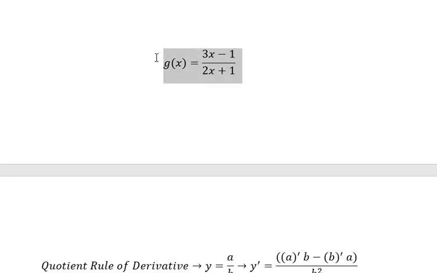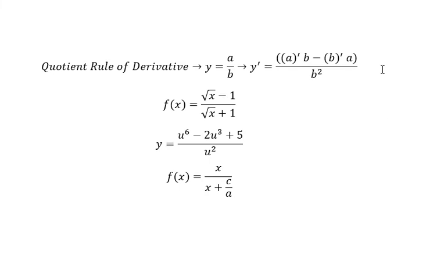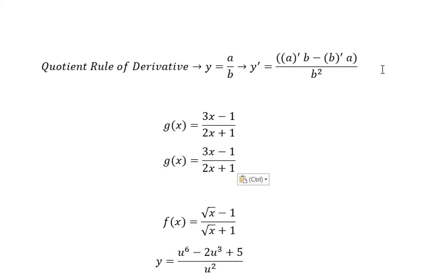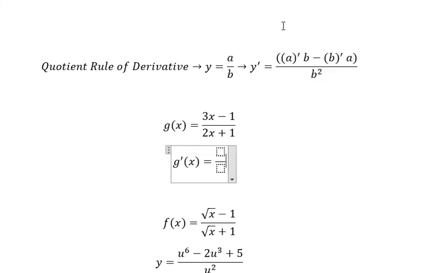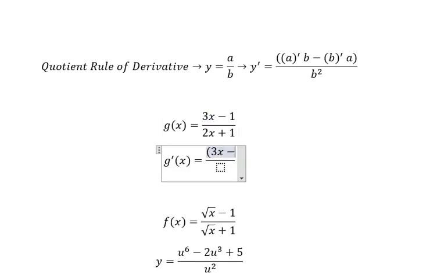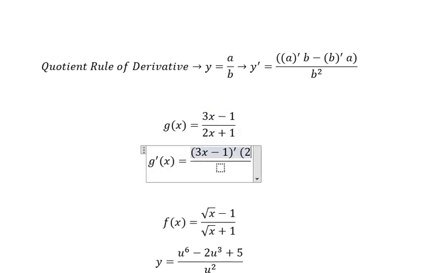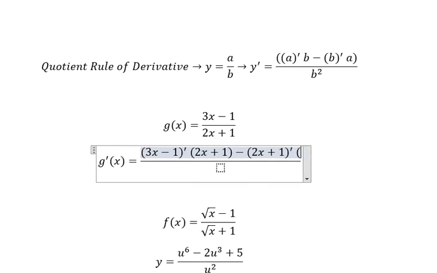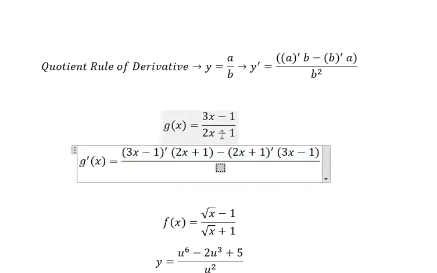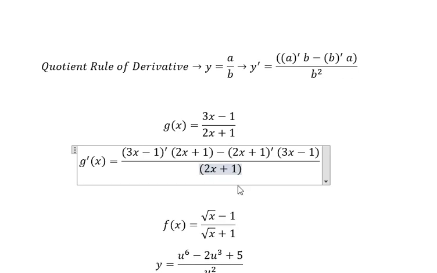And now we apply the formula for this one. So if we do first the derivative, we need to do first the derivative of 3x minus 1 multiplied by 3x plus 1, minus first the derivative of 2x plus 1 multiplied by 3x minus 1. And denominator, we have b squared, so we have 2x plus 1 to the power of 2.